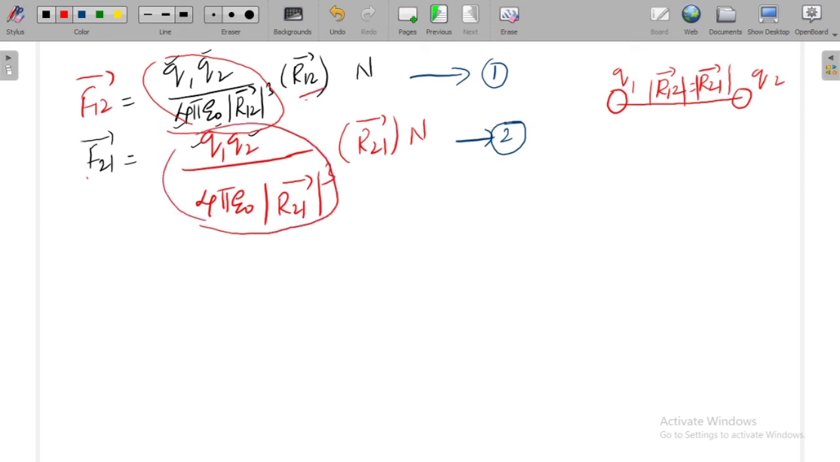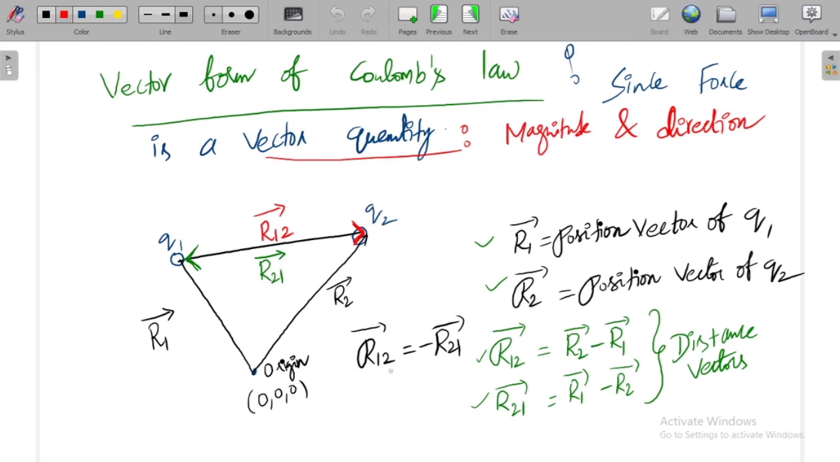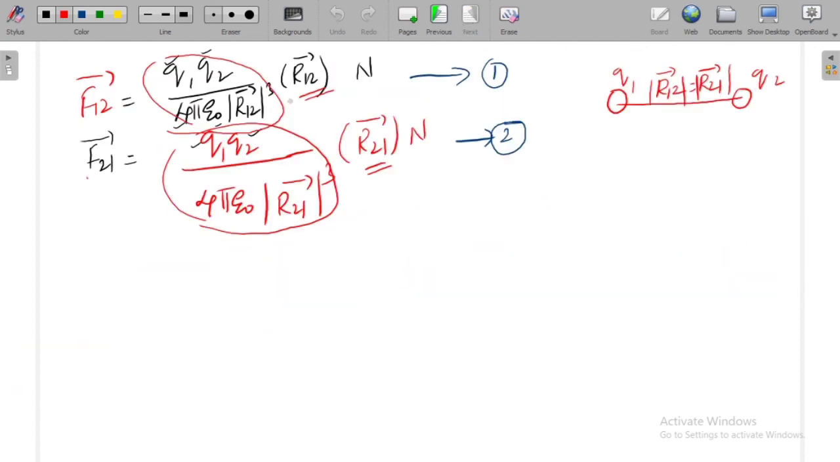What is the only difference? R12 bar here and R21 bar there. Let me go to the first one in the vector form. What I have written, R12 bar is nothing but minus R21 bar, right? These two are the same, these two are opposite. Now by considering these two, how can I write F21 bar? F12 bar is nothing but minus F21 bar, or F21 bar is equal to minus F12 bar.